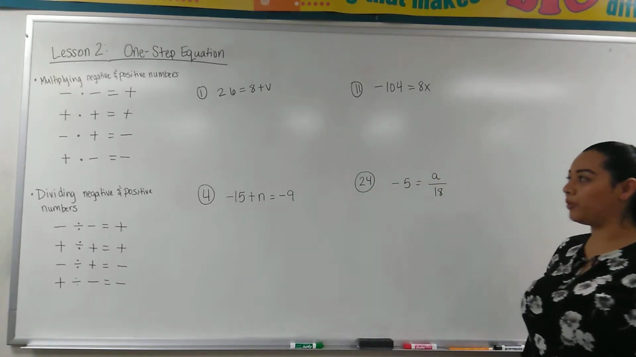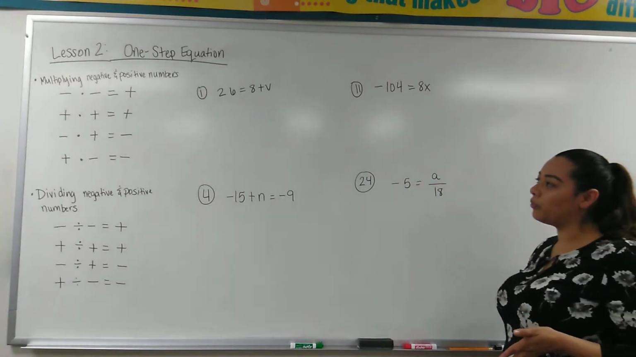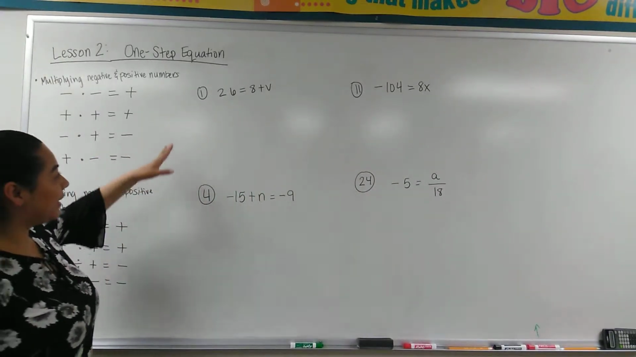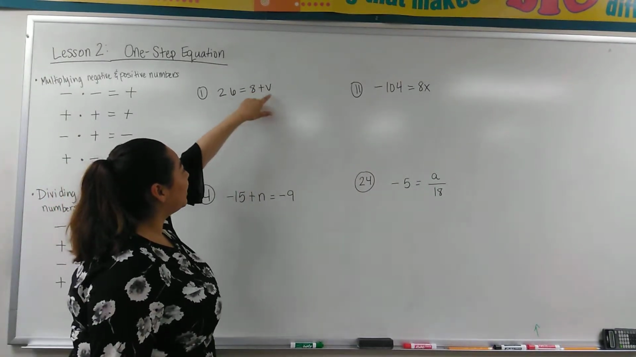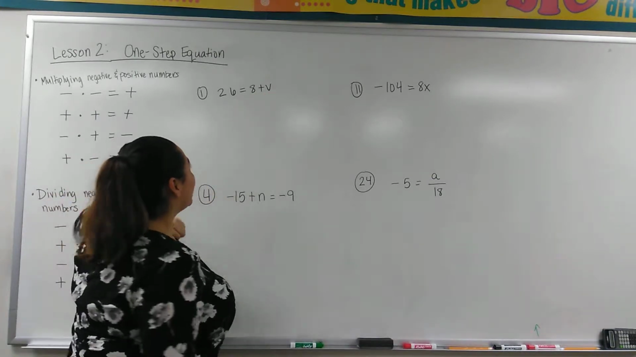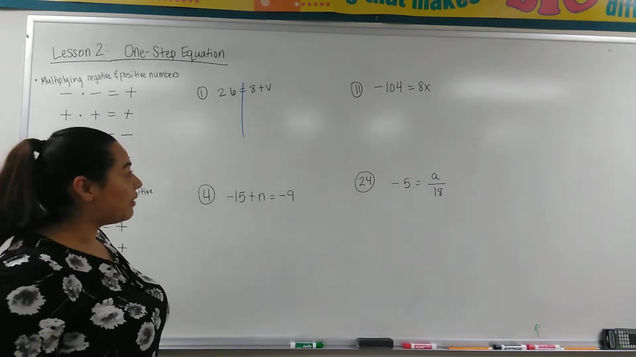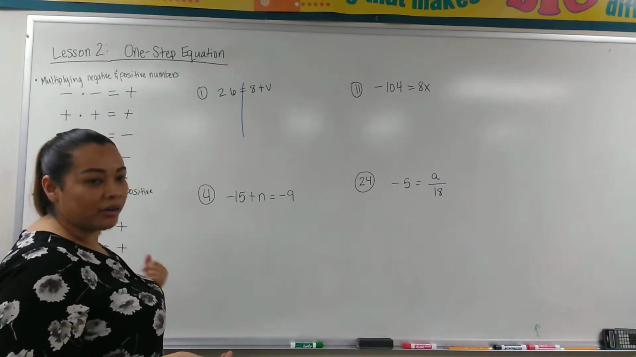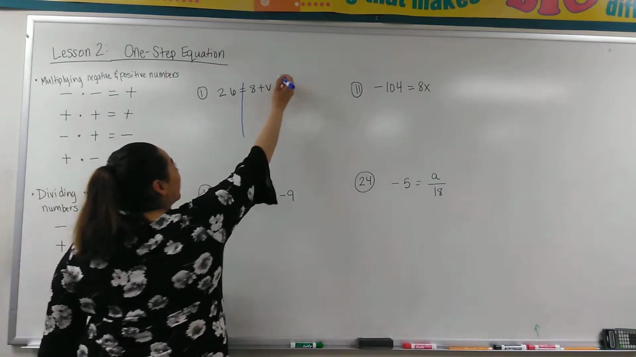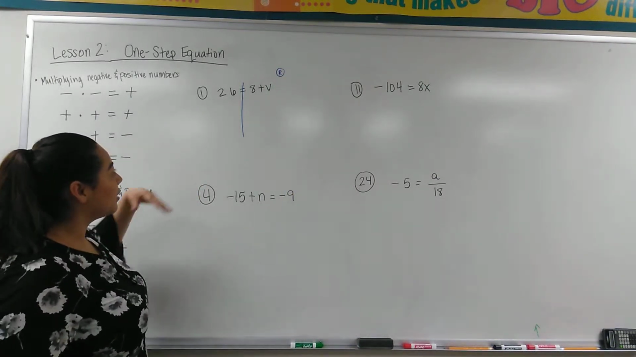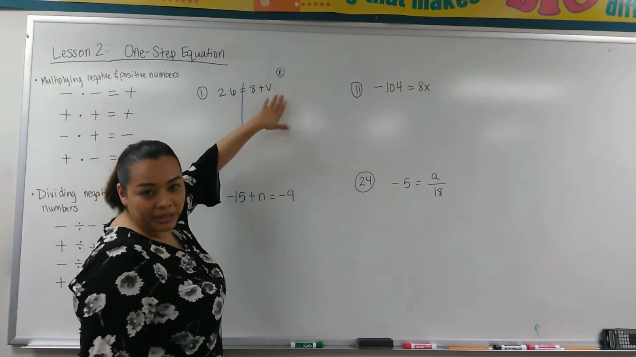So let's start with number 1. The way we solve one-step equations is we basically have to isolate the letter by itself on one side. So the letter has to be by itself. In this case, we're going to draw a line across the equal sign. We have to identify what side is our letter. Is it on the right or is it on the left? In this case, it's on the right. So let me put R right here, like that, as a little note for ourselves to know that it's on the right side. We want to keep it there.